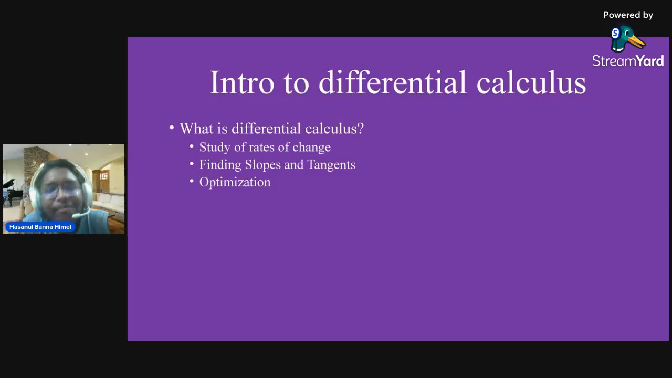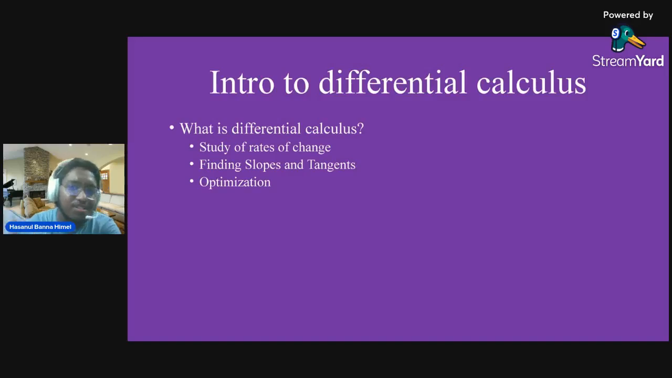So we can say that differential calculus helps us to study the rate of change, from a vast scale to as small a scale as possible. So that was our intro to differential calculus.